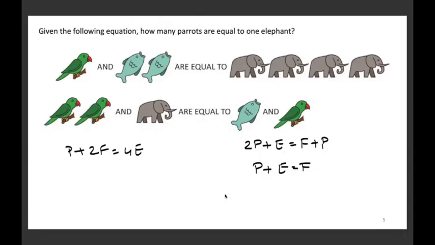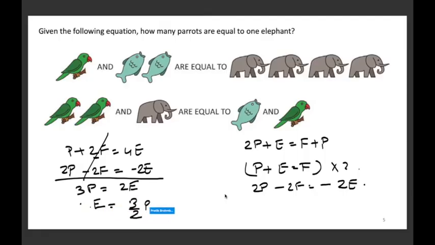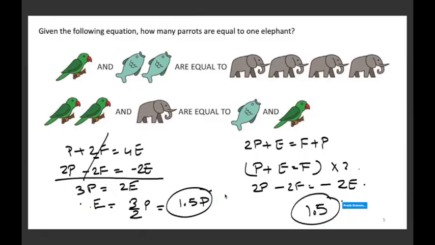Now we have to eliminate fish here. So we multiply this equation by 2, so we can eliminate the 2 fish from here. So 2 parrot plus 2 elephant is equal to 2 fish, which I put here as 2 parrot minus 2 fish is equal to minus 2 elephant. I add it up. This gets eliminated. So 3 parrot is equal to 2 elephant. Therefore, elephant is equal to 3 by 2 parrots, which is 1.5 parrot. So correct answer is 1.5 here. Okay, we'll move to the next one.